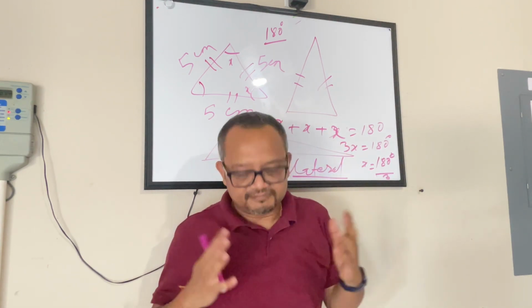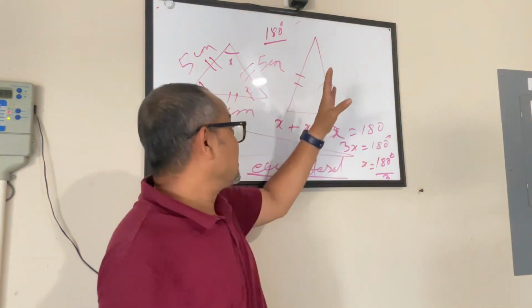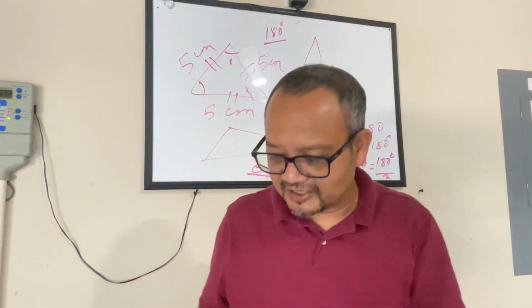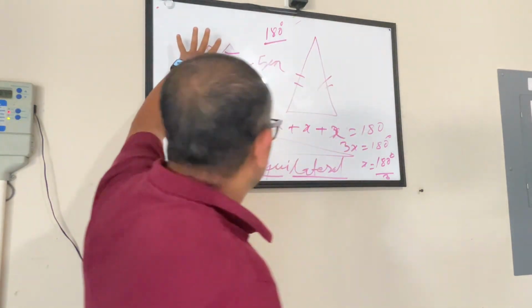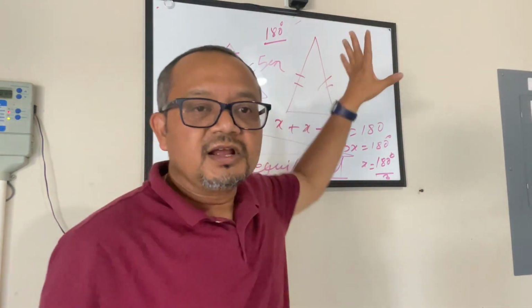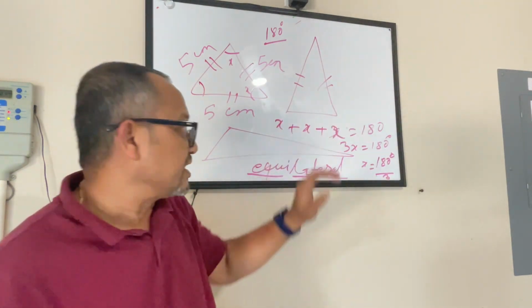I'll not go to the next step. I was tempted to say this is an acute angle triangle. I'll not say so because we have not learned that yet. We have not revised that yet. So, equilateral triangle: all sides same, all angles same, each angle 60 degrees, total sum is 180 degrees.